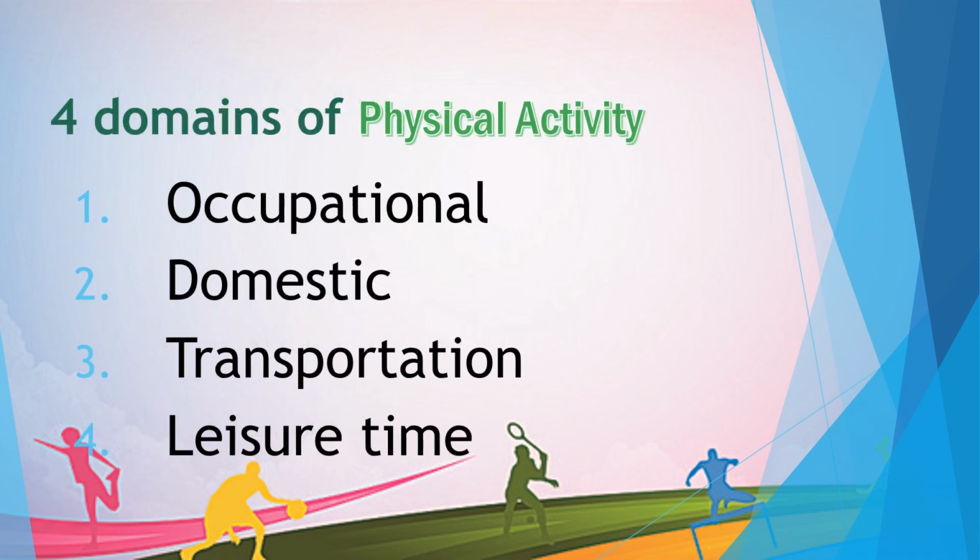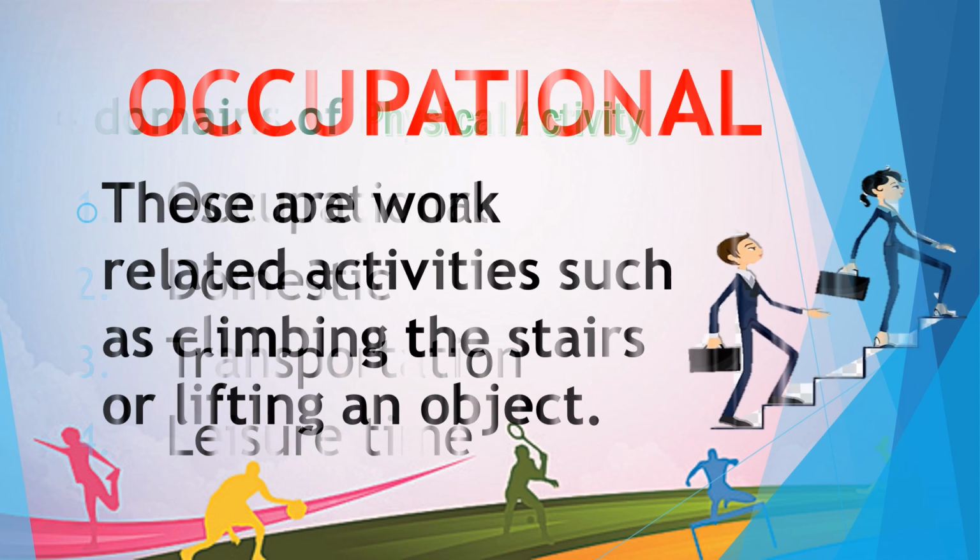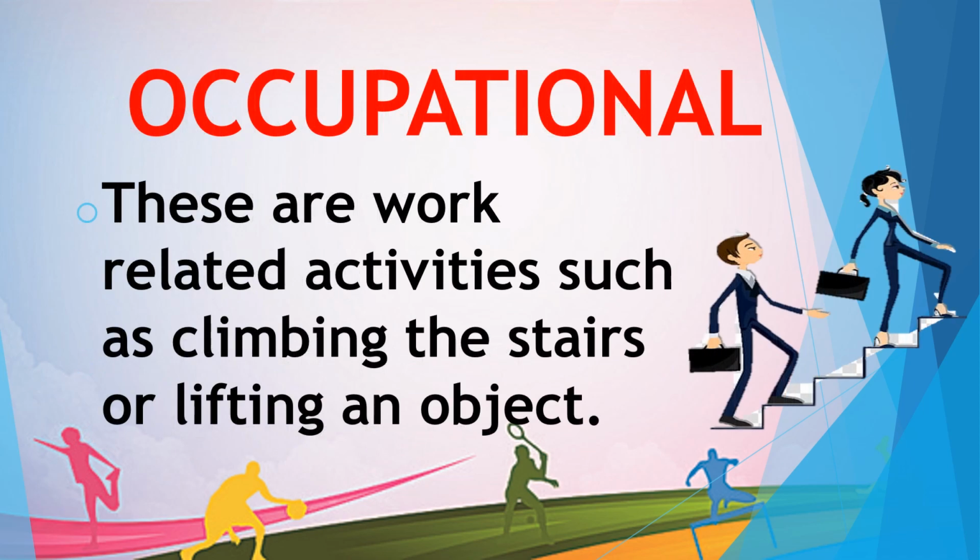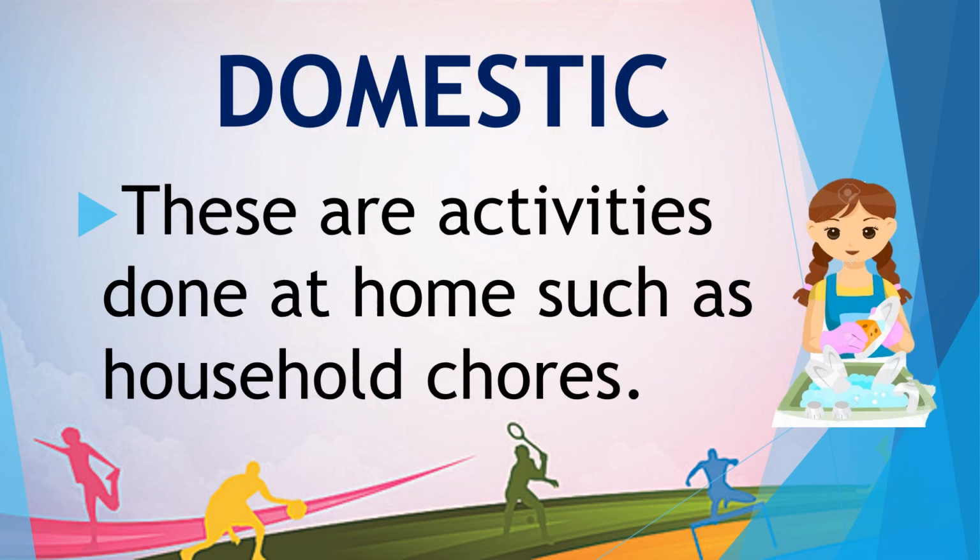The 4 domains of physical activity are occupational, domestic, transportation, and leisure time. When we say occupational, these are work-related activities such as climbing the stairs or lifting an object. So any activities which are related to our work, like climbing the stairs or lifting an object, can be considered as occupational. How about domestic? These are activities done at home such as household chores like washing the dishes and cleaning the room.